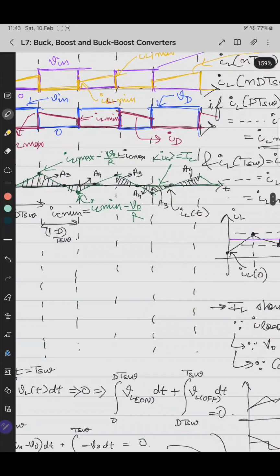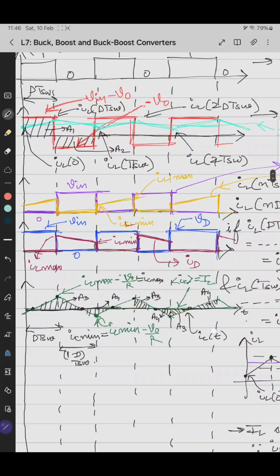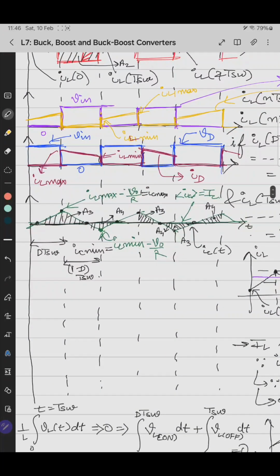So now our aim is to find this area and equate the areas A3 and A4. By equating A3 and A4, we get by how much proportion we have to shift the inductor current waveform so that we get the new capacitor current waveform, so that the amp-second balance is satisfied for the capacitor. Why? Because the voltage across the capacitor should be maintained constant.